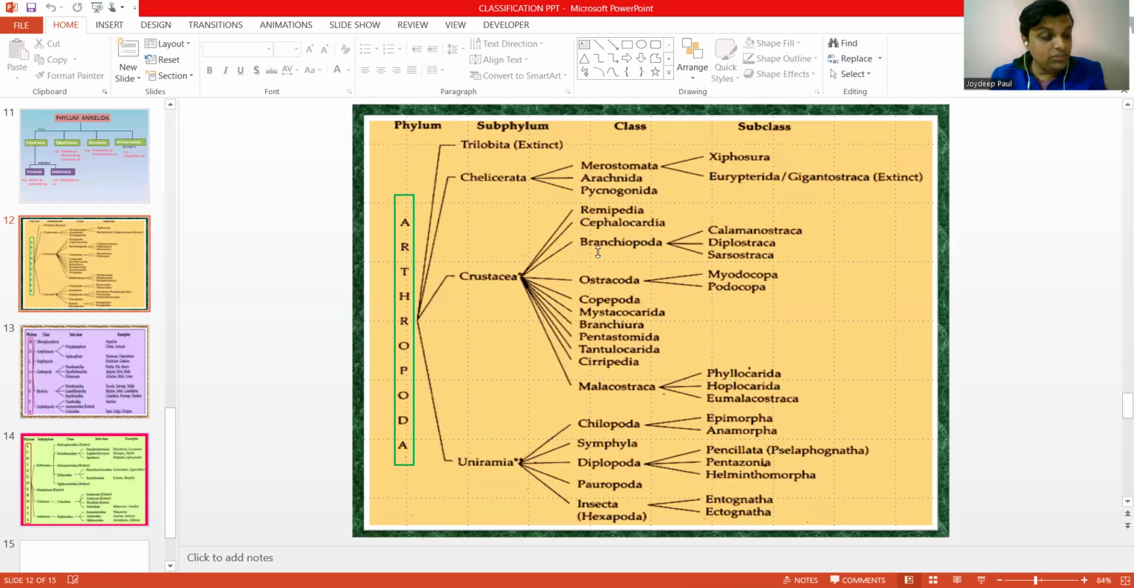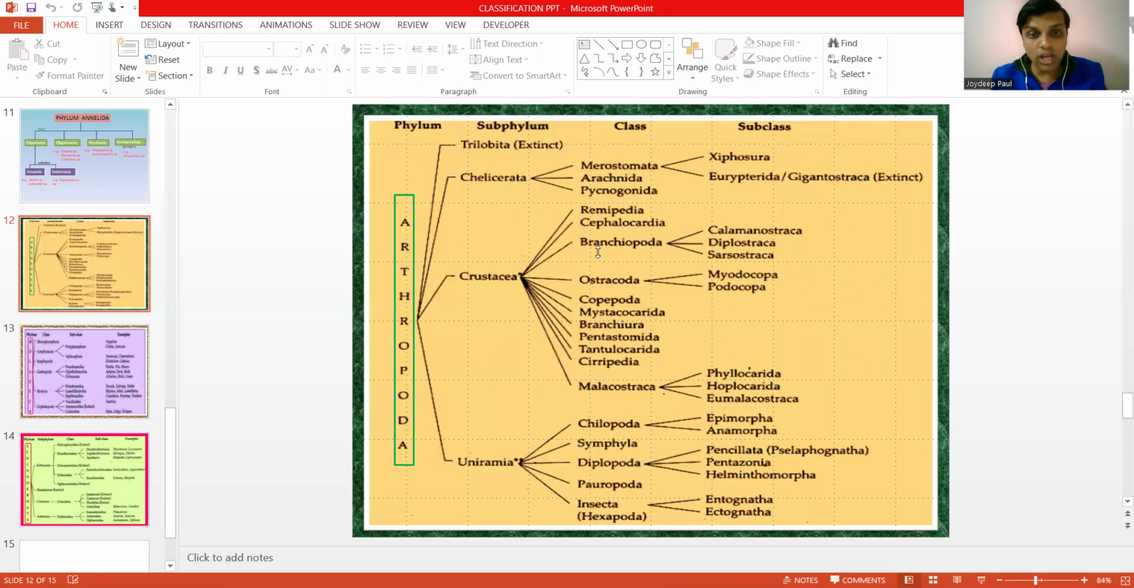Then subphylum 3 is Uniramia. Body divided into head and trunk. The trunk bears pairs of walking legs, or it may be differentiated into thorax and abdomen, with the abdominal appendages greatly reduced or missing. Appendages uniramous. They are further subdivided into 5 classes.